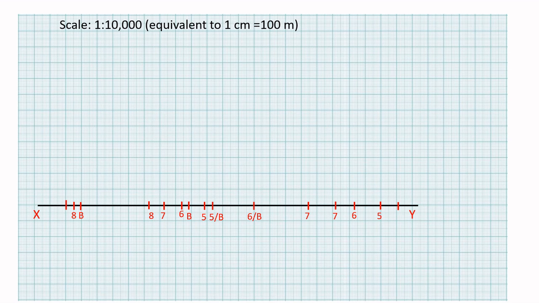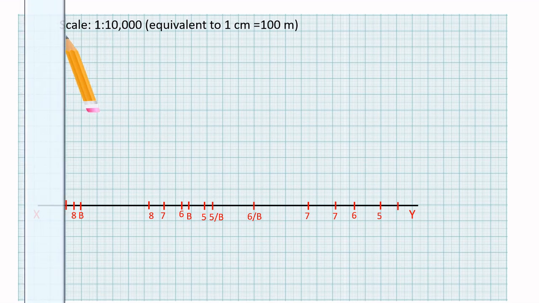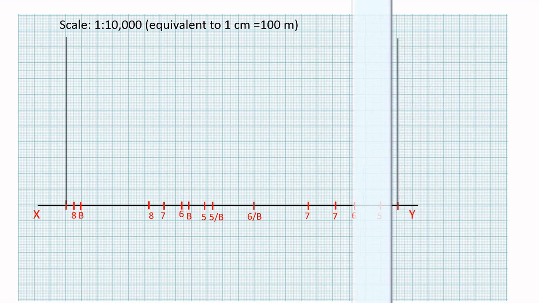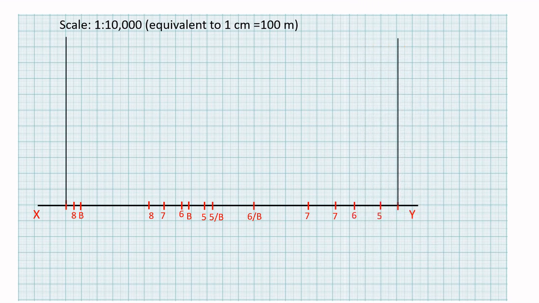Using a scale, draw the boundary lines on the graph paper. On the vertical axis of the graph paper, mark the elevation at 100-meter intervals. For example, mark 100 for 100 meters, 200 for 200 meters, 300 for 300 meters, and so on, at 1 centimeter intervals along the vertical axis.